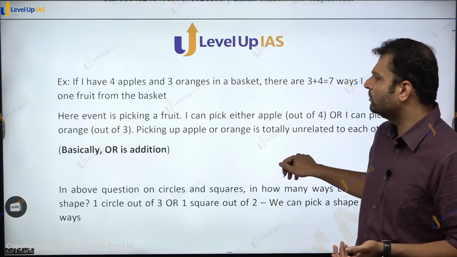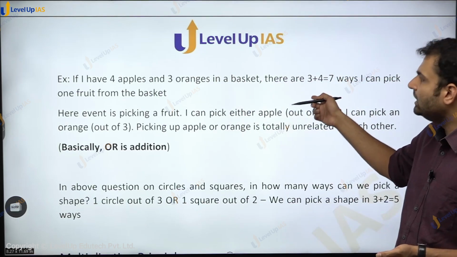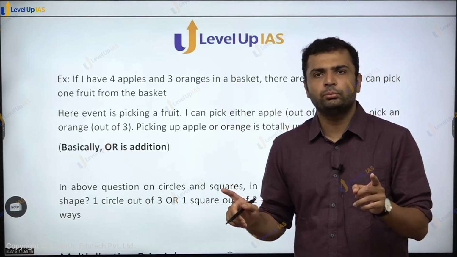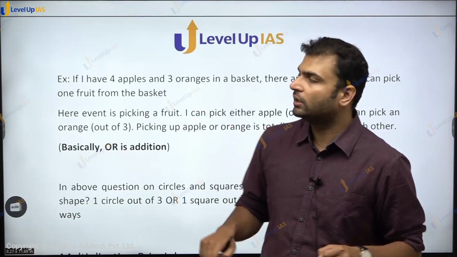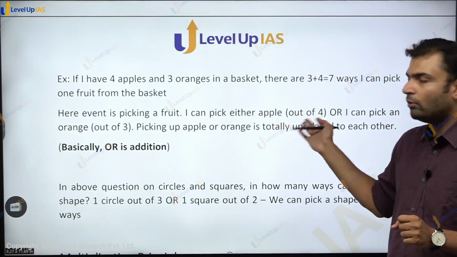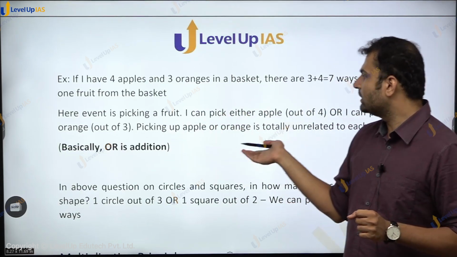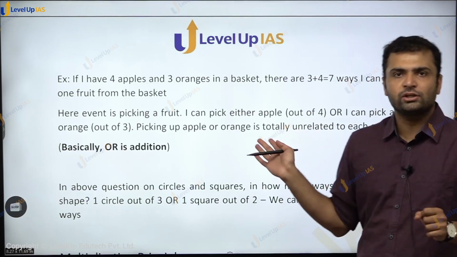Again another example. If I have 4 apples and 3 oranges in a basket, then there are 3 plus 4 ways of picking up a fruit from the basket. If I want to pick a single fruit, so I have 7 ways of picking a fruit. Here the event is picking a fruit. I can pick either an apple out of 4 or I can pick an orange out of 3. Picking up an orange or an apple is totally unrelated and mutually exclusive to each other.